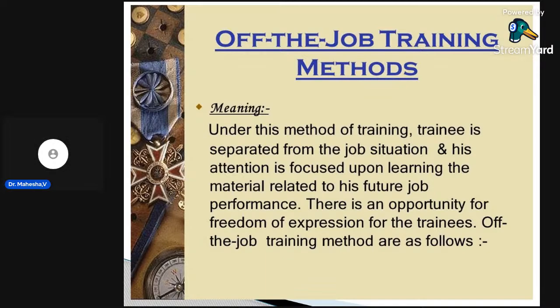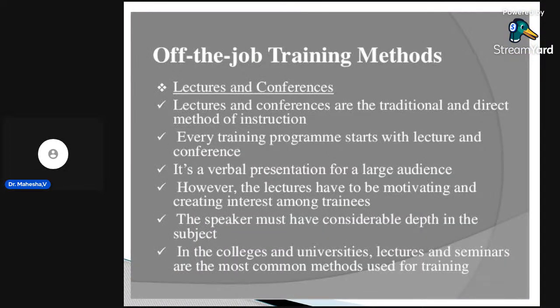Under this method, training is separated from the job situation or real working environment, and the trainee's attention is focused upon learning the material related to his future job performance. There is an opportunity for freedom of expression for the trainees. What are the off-the-job training methods? The first one is the lecture and conference method. That is one of the methods which comes under off-the-job training.